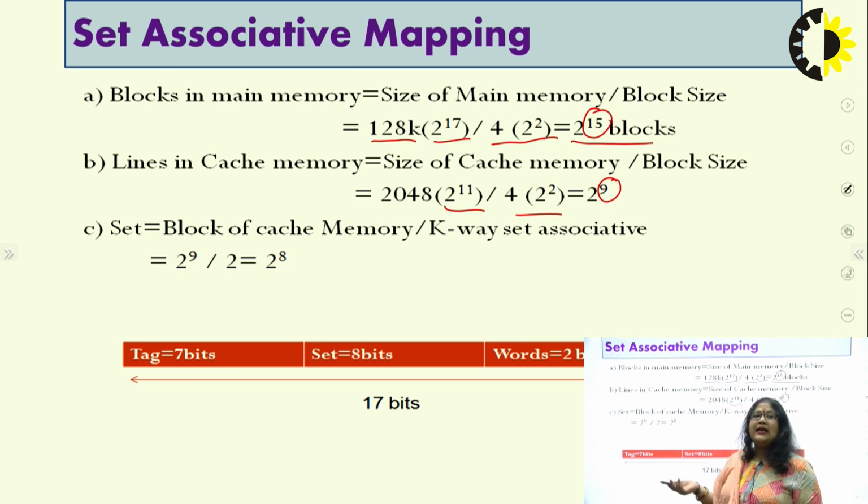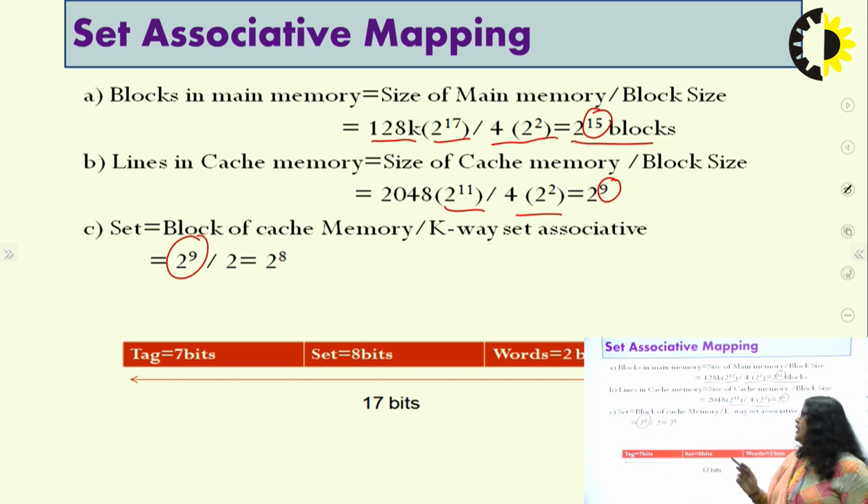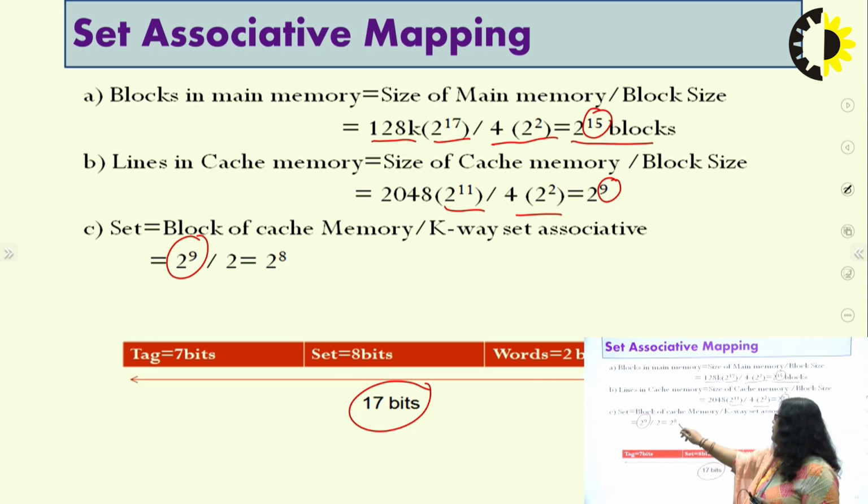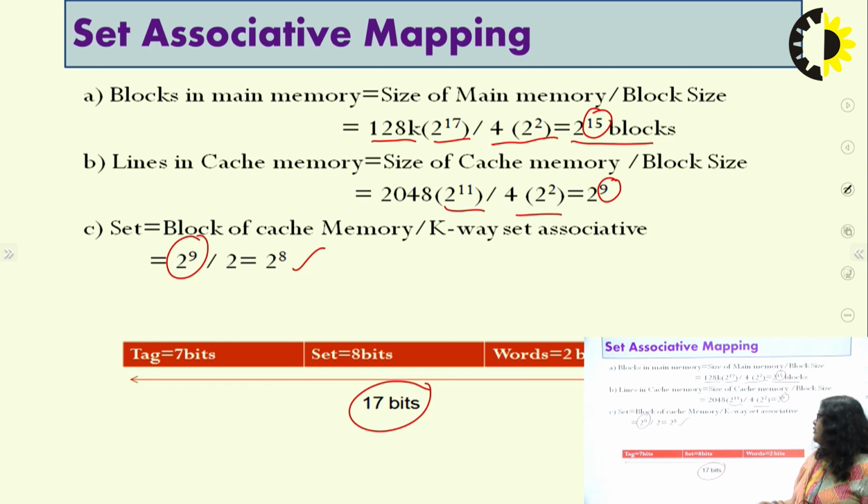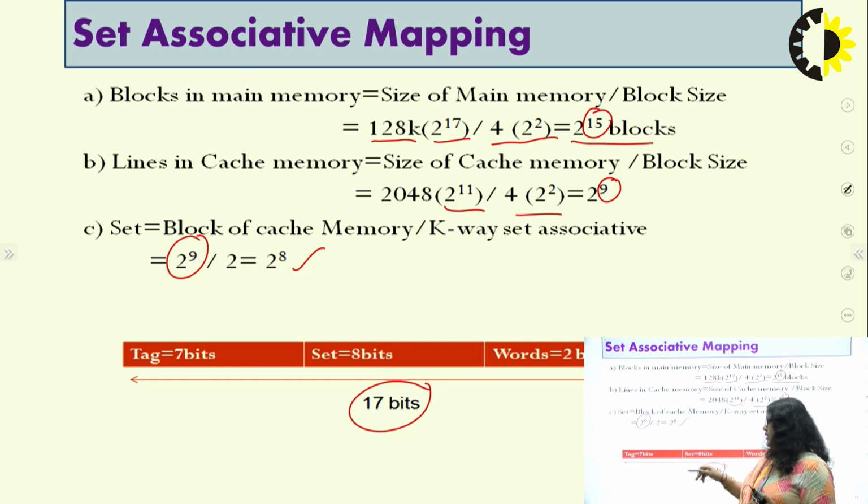Find out how many sets there are. It is basically the blocks of cache memory divided by the number of ways. It is 2-way set associative, so it is 2. So the number of sets is 2 to the power 8. This is the address bit length: 2 to the power 17 of the memory address length. This length is divided into 3 parts: tag, set and words. Words are 2 bits, and the set bits we define by the formula, that is 2 to the power 8, so 8 bits represent the set bits. We get 8 sets, so these 8 bits represent the address of the set.